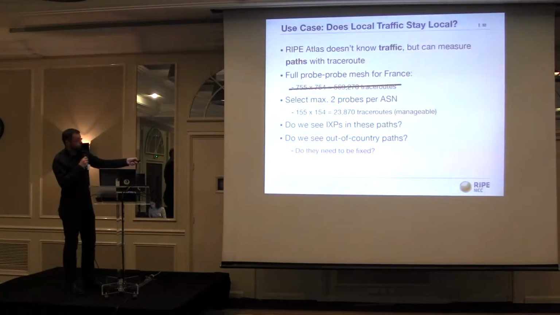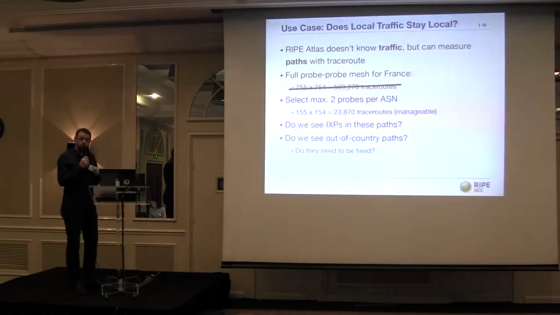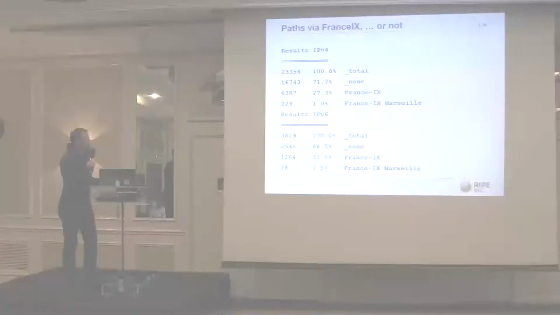So that is only 23,000 traceroutes. That's manageable, right? The 2 questions I was really interested in are: do we see IXPs in the path, and do we see paths that go out of country? And do they need to be fixed? Is this a problem or not?